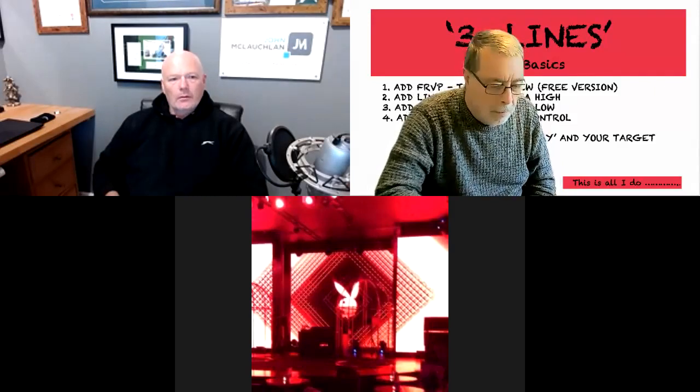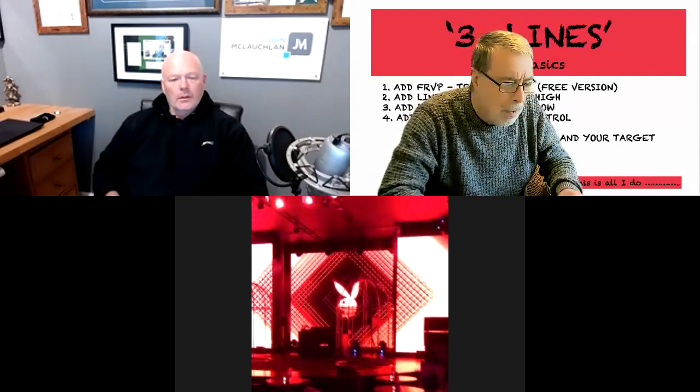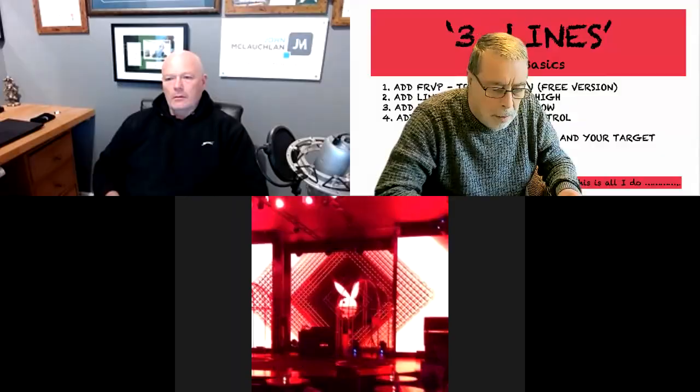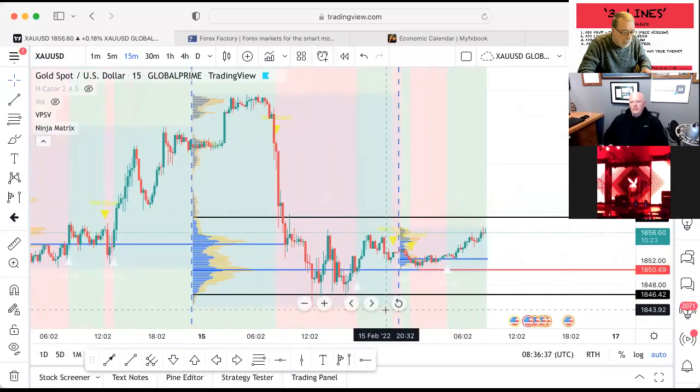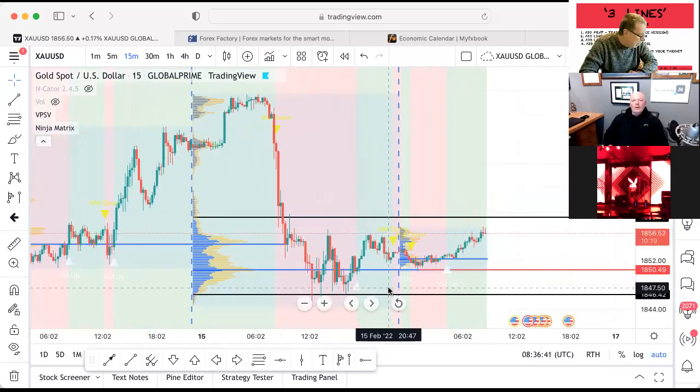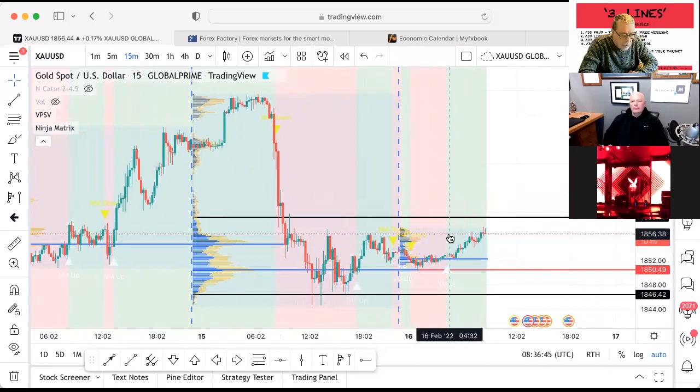Okay, so I'll share my screen. And you should now be able to see the gold chart for today. I'm just keeping an eye on it because I've actually entered a trade early this morning. And it's meandering about a little bit. I'm in profit, about 20 pips in profit at the minute, but it's going backwards.